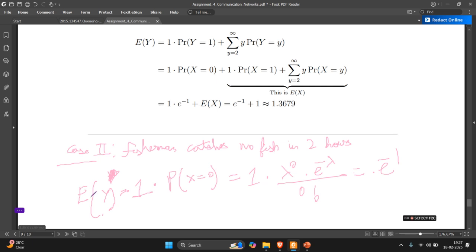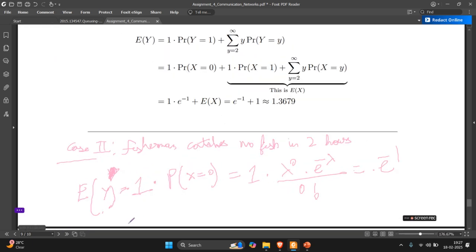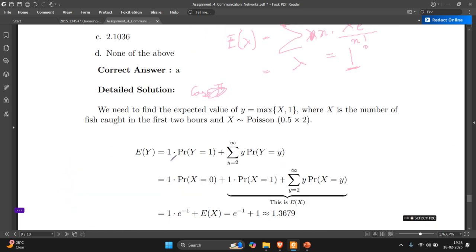So the total expectation will be 1 plus e inverse. So this is 1.3679. So 1 plus e inverse, or 1.3679, is the correct answer.